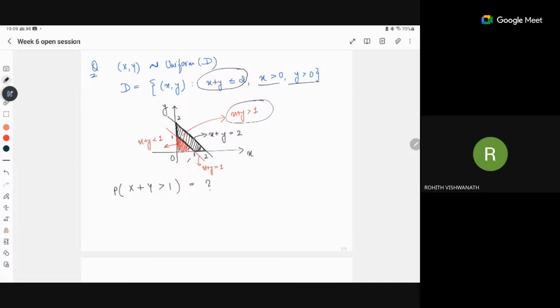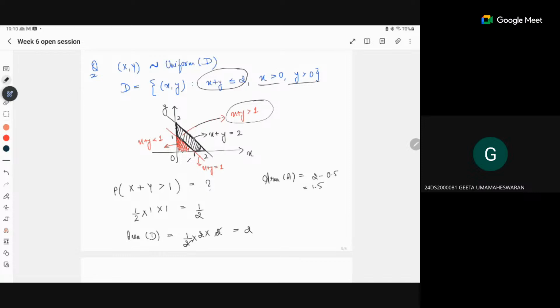So what is the area of this, x plus y less than 1? It is half into base into height, which is 1 by 2. And what is the area of D? Area of D is half into base into height, which is 2. So what will be the area of this A? The area of A would be 2 minus 0.5, which is 1.5.